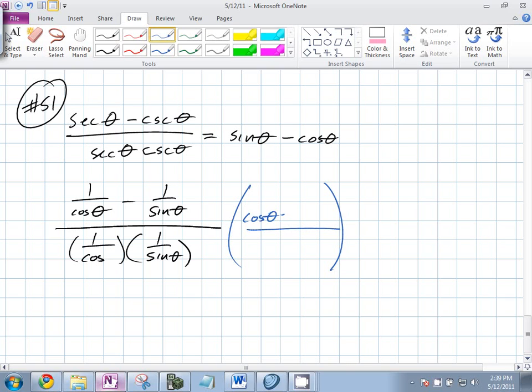Look what happens. What happens to the top? What does the top become? Sine theta minus cosine theta, all over what? All done. Look, this times this, the cosine cancels, you're left with just sine, right? This times this, the sine cancels, you're left with cosine, right? This times this cancels, you're left with 1 times 1, which is 1. Kaboom.